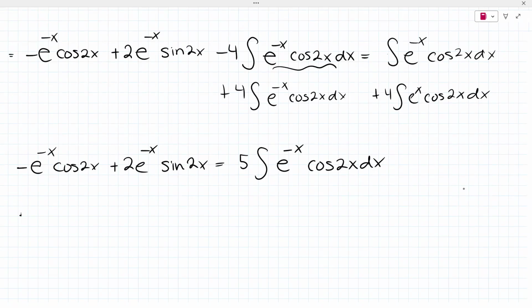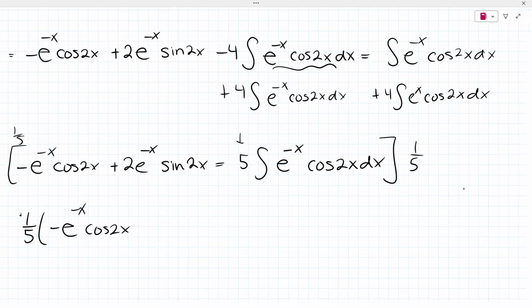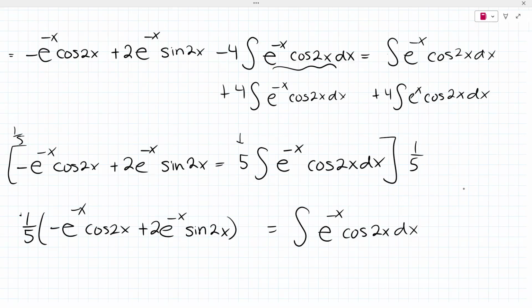And then what I will do is get rid of this 5 by multiplying both sides by the reciprocal of 5, which is 1/5. So the left side is going to be 1/5 times negative e to the negative x cosine of 2x plus 2e to the negative x sin of 2x equals the integration of e to the negative x cosine of 2x dx. And then I guess you could put the plus e on the left side.